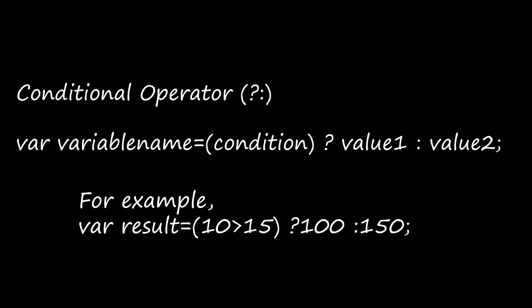You can give any name there, as the variable's name, okay? Variable result is equal to 10 greater than 15 and question mark. That means there is a condition, and value 1 is 100, value 2 is 150. If this condition is true, 100 will be displayed, right? If this condition is false, 150 will be displayed, right? Here in this example, the condition 10 is greater than 15 is false, right? So the value which will be displayed is 150, right?